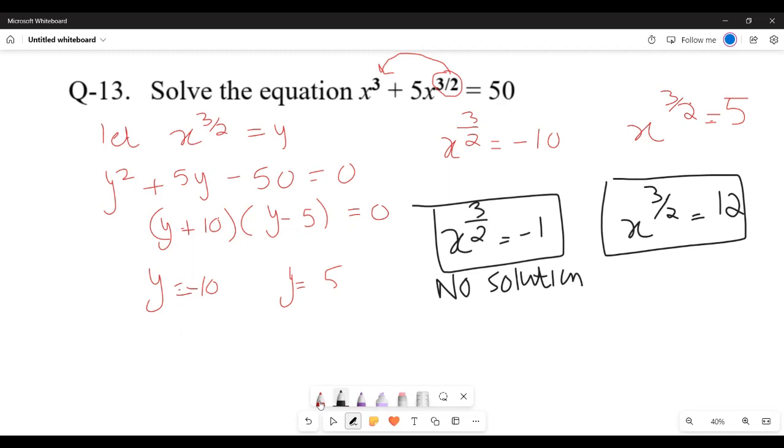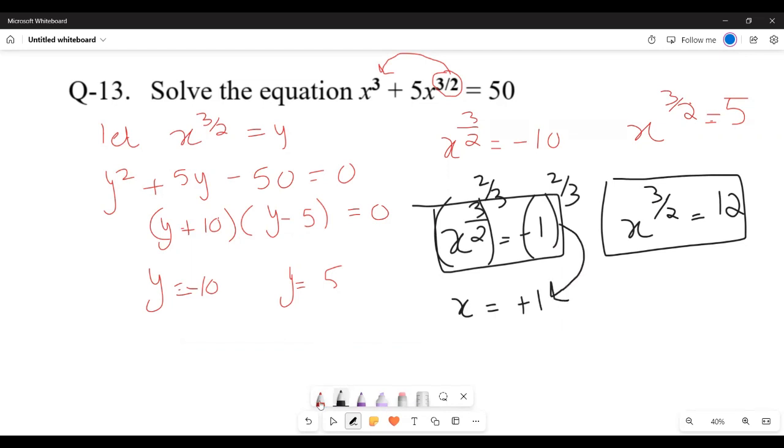And in the worksheet, there was a given solution for this part. I think minus 1 was written as the answer. Yes, the answer was minus 1. Let me just quickly go over it. Because if you take power 2 by 3 on both sides, you get x equals minus 1 power 2 by 3. In fact, no, it's 1. The answer comes out to be 1. So there was a solution for this part and it was coming out to be 1, and I think it was mentioned in the marking scheme.